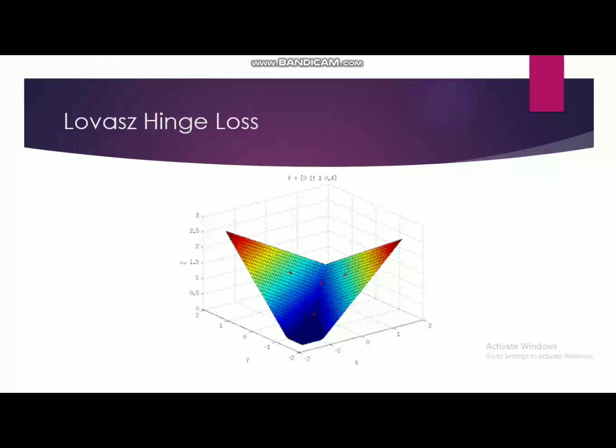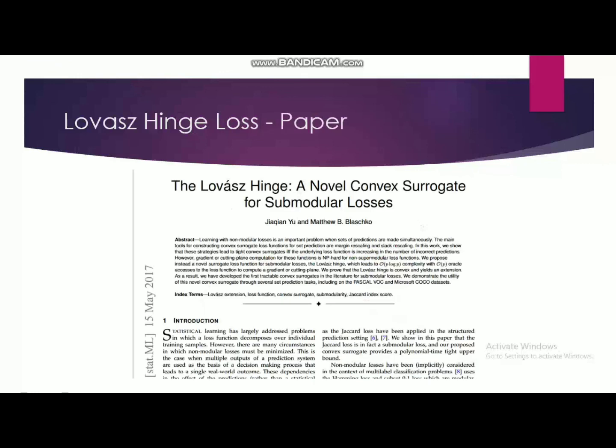And our lovasz hinge loss is based on the definition of the lovasz extension, which leads to O(p log p) complexity with O(p) oracle accesses to the loss function to compute a gradient or cutting plane. So as a result, with this loss function, the authors have developed the first tractable convex surrogates in the literature for submodular losses. To compute this loss is fairly simple. We first compute the errors of the predictions, then we compute the lovasz extension with respect to the sorted errors and take the gradient of it, and we compute the loss by dot product between the error vector and the gradient of the lovasz extension. If you want to know more about this function, please refer to this paper.